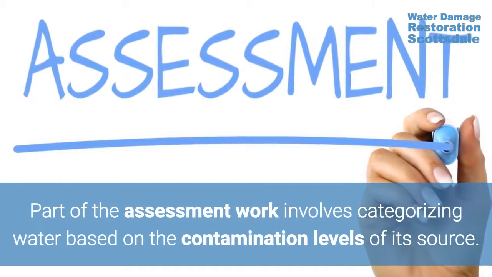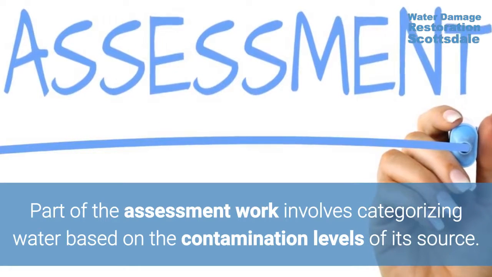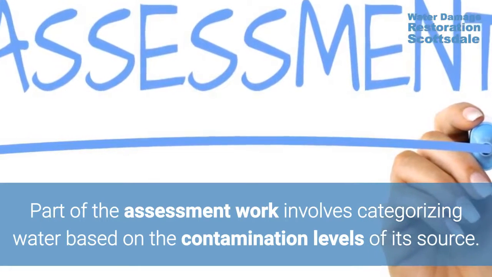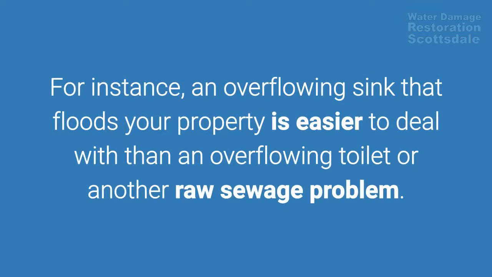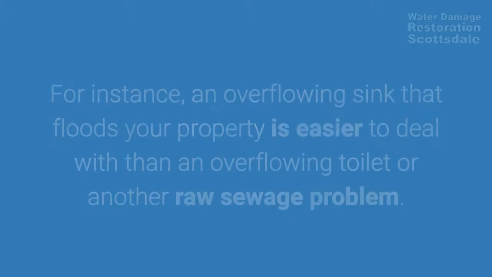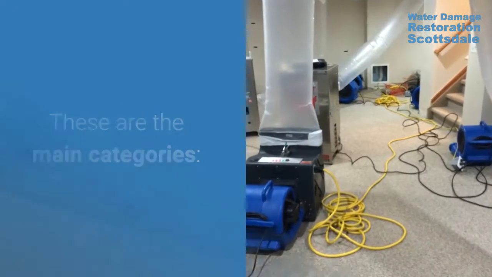Part of the assessment work involves categorizing water based on the contamination levels of its source. For instance, an overflowing sink that floods your property is easier to deal with than an overflowing toilet or another raw sewage problem. These are the main categories.